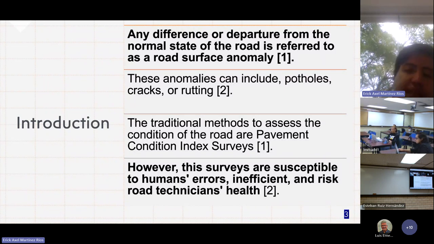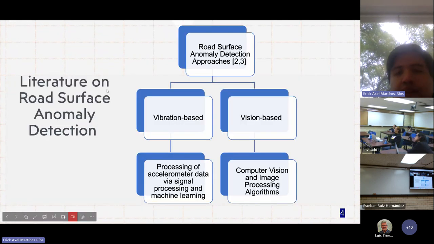The traditional method in which the road surface is assessed is through pavement condition index surveys. Nevertheless, these surveys are susceptible to human errors, inefficient, and can put at risk the road technician's health. Taking this context into account, in the literature, we can find works that have proposed to use or develop systems that can detect and classify these road surface anomalies by employing either vision-based techniques or vibration-based techniques.